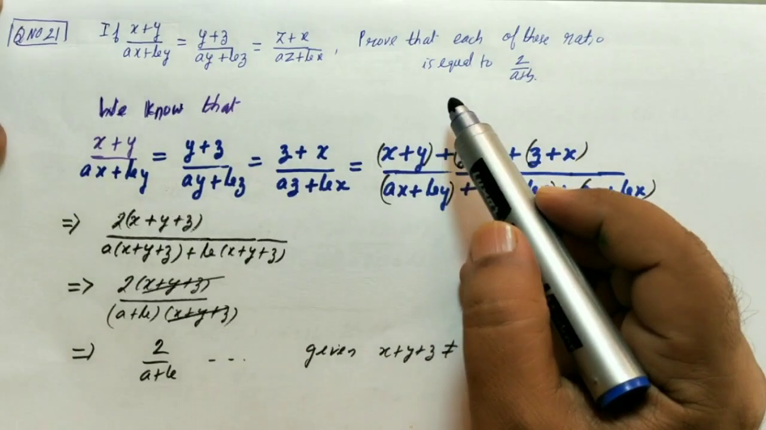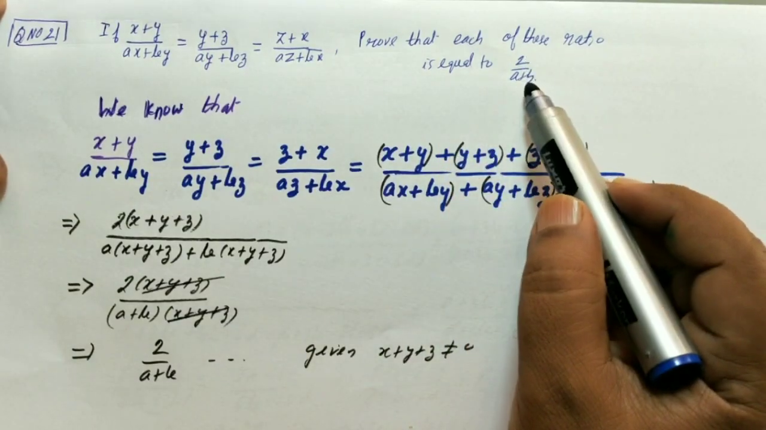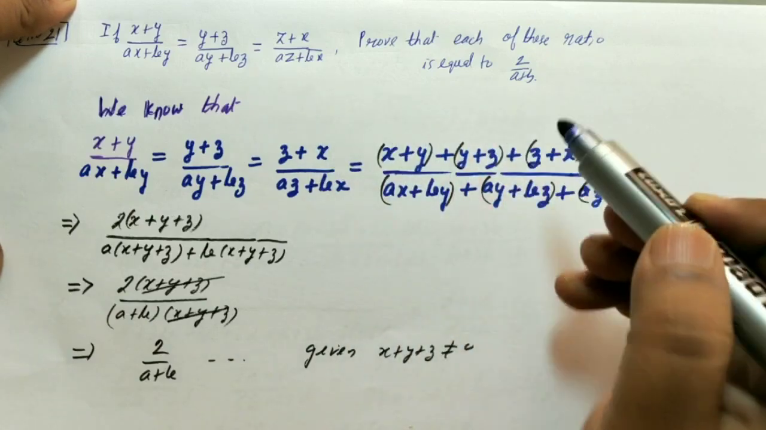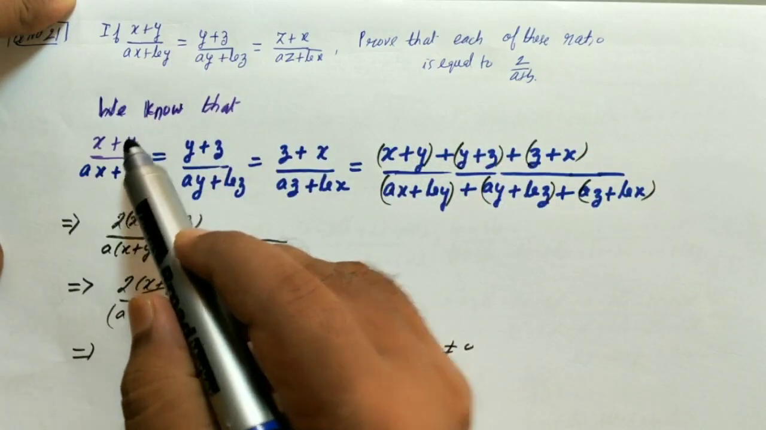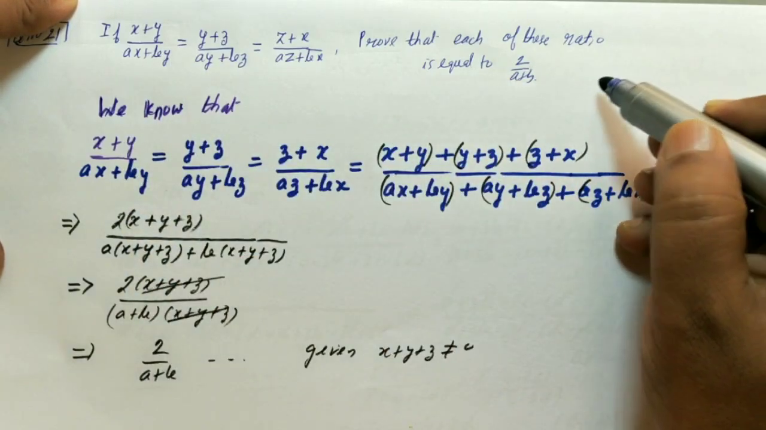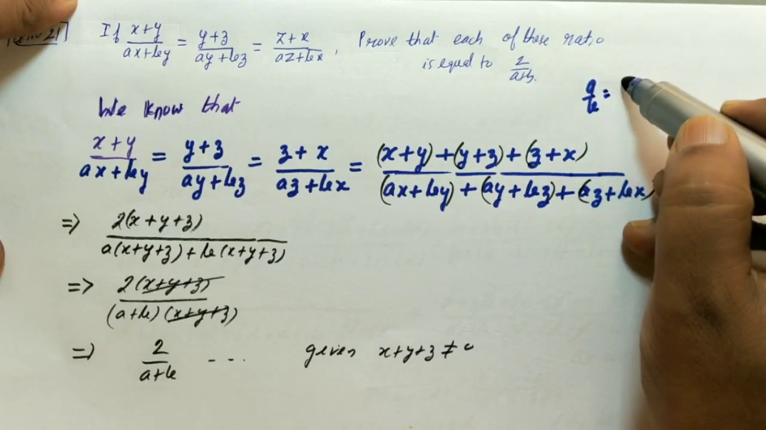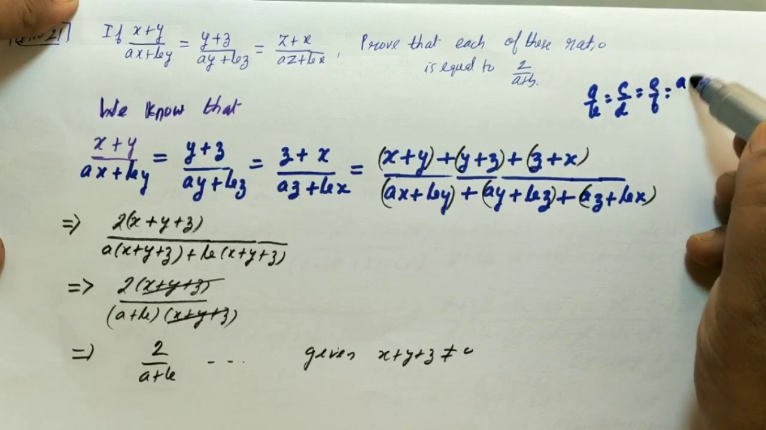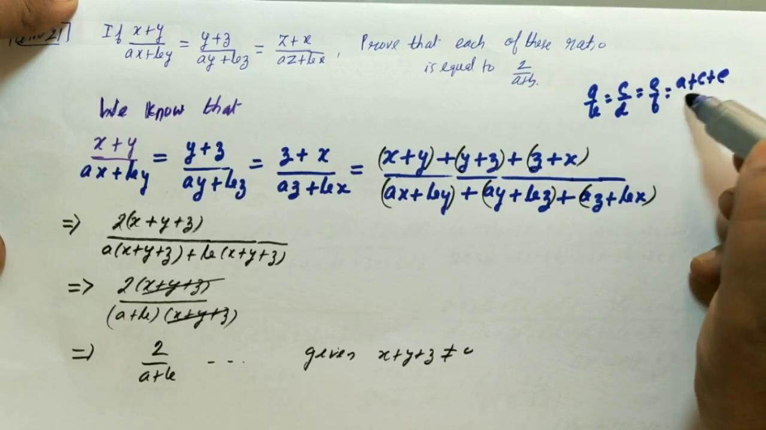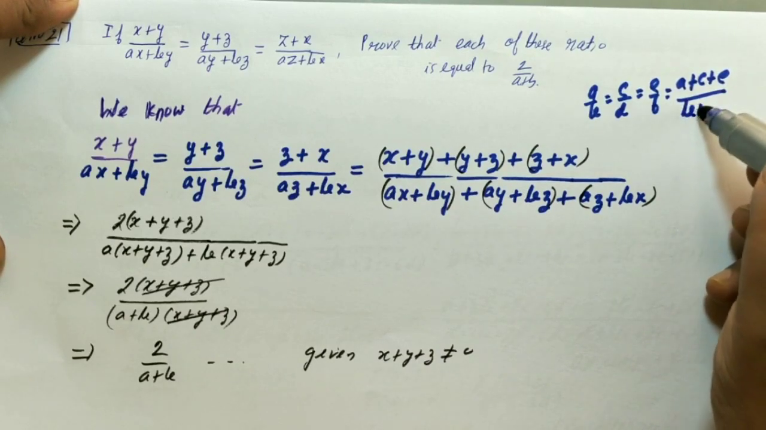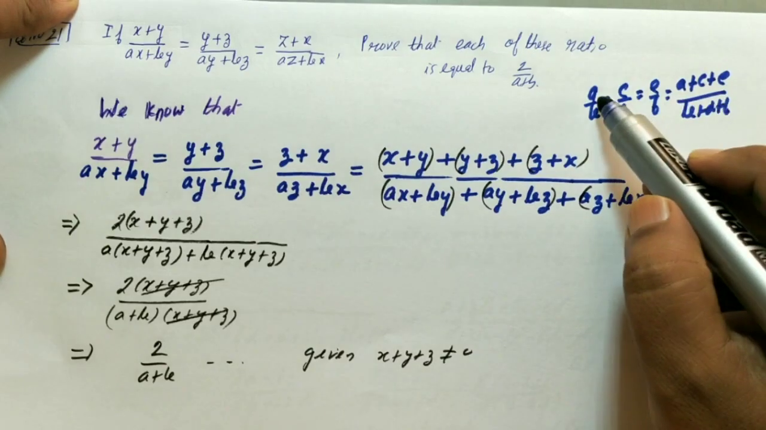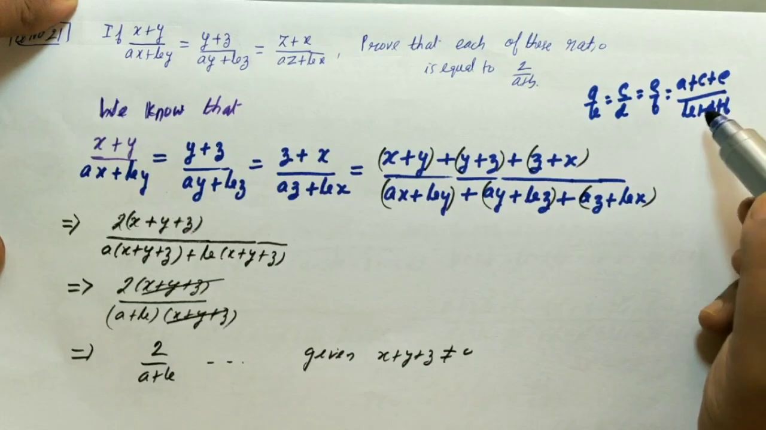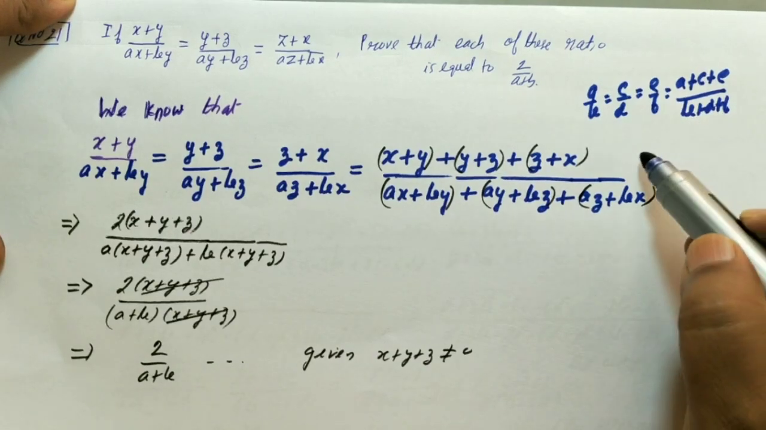And this is the question. I have to prove that 2 by (a plus b). Now you know that if a by b is equal to c by d is equal to e by f, this is also equal to (a plus c plus e) by (b plus d plus f): sum of the antecedents by sum of the consequents. This property of proportion I have used.